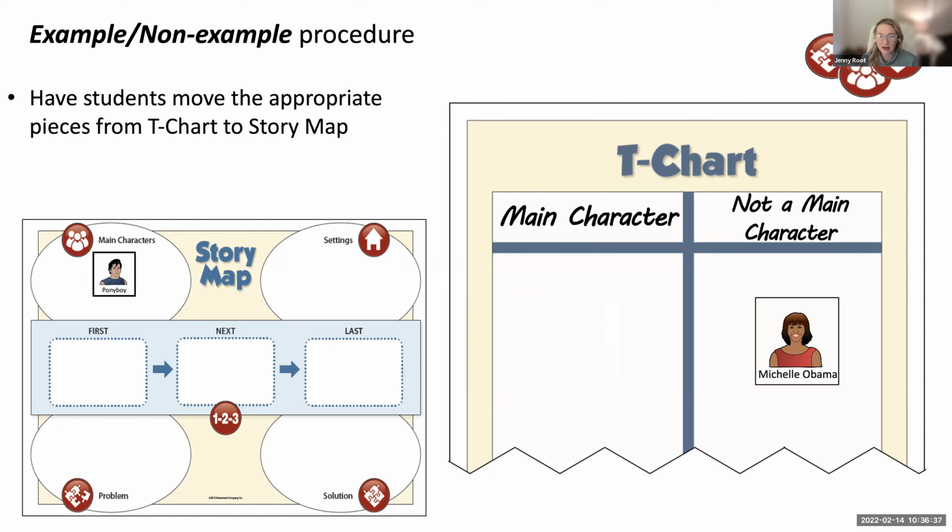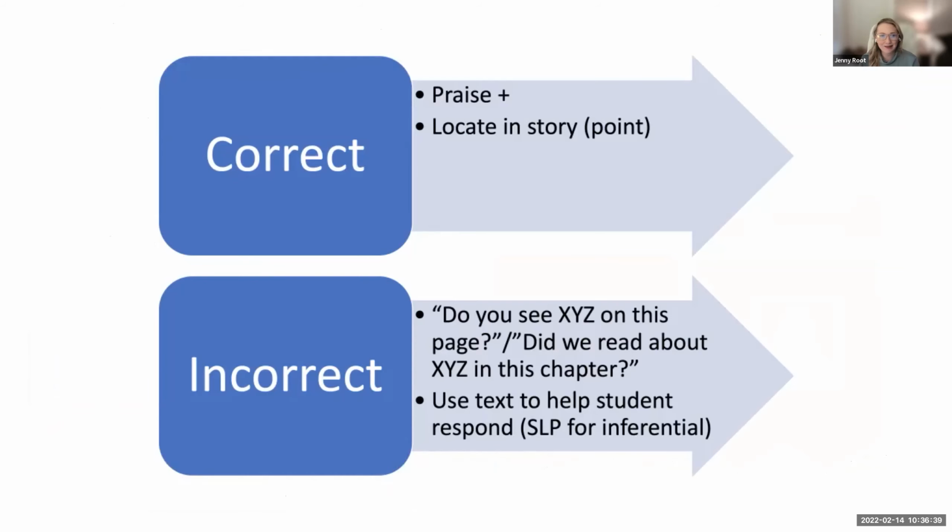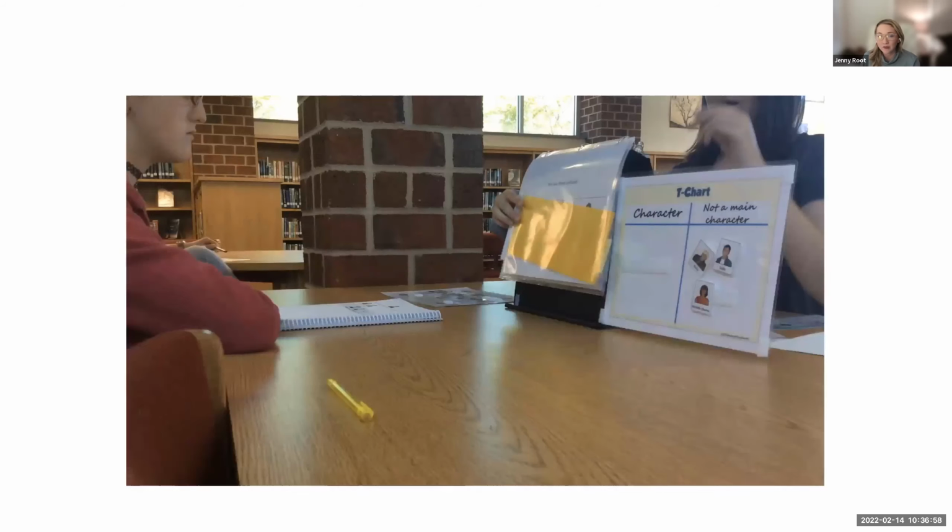So Ponyboy was a main character. Michelle Obama was not. If it's correct, we want to praise, maybe locate it in the story. If it's incorrect, we would say, like, did you see Michelle Obama on this page? Did we read about Michelle Obama? And use the text to help the student respond using system of least prompts for inferential questions, for example. All right, let's watch this video.